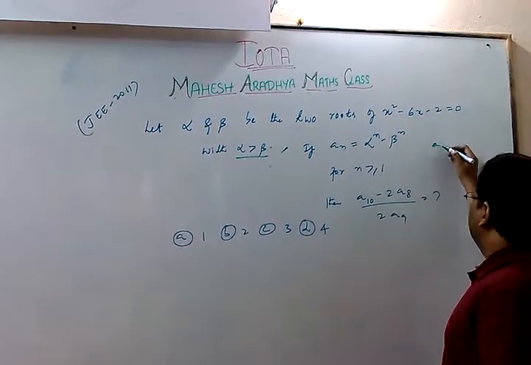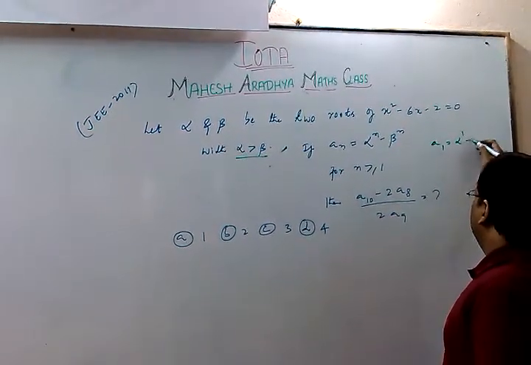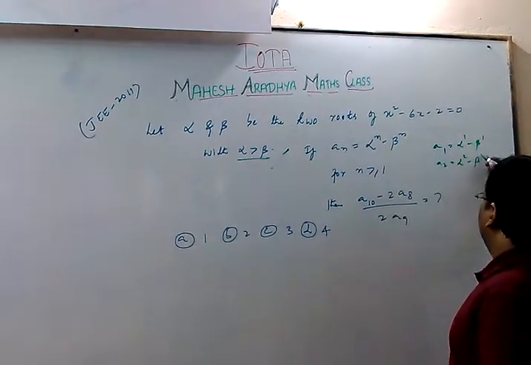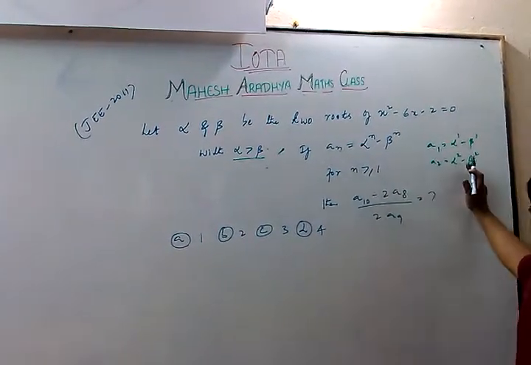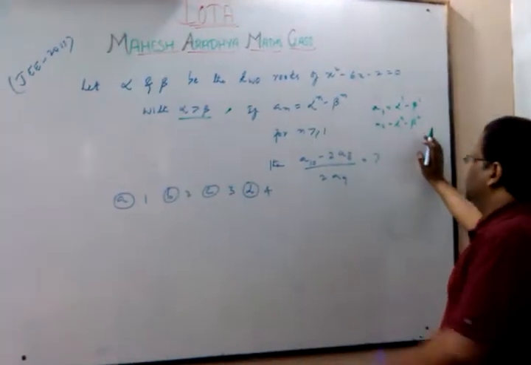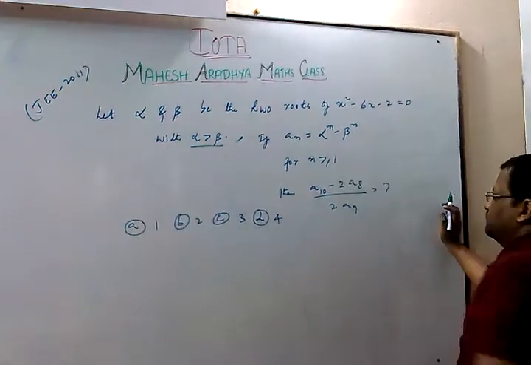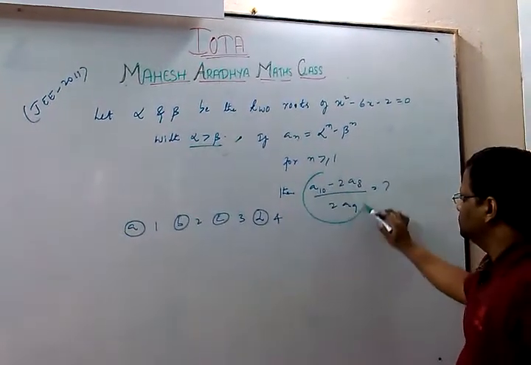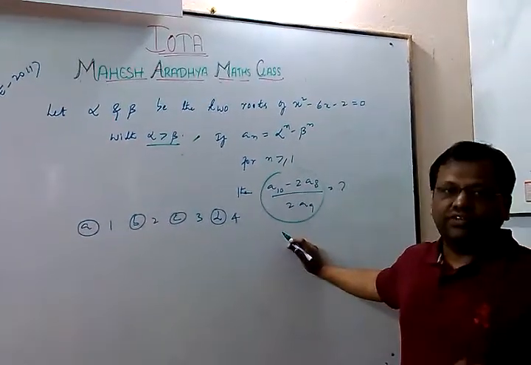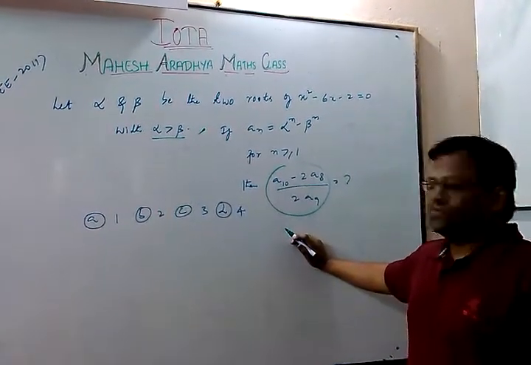That means a1 is alpha 1 minus beta 1, a2 is alpha square minus beta square, right? This is the meaning, for n greater than or equal to 1. Now you are asked to find the value of this. This you need to find. So how to solve this problem? You should solve this in less than 2 minutes.